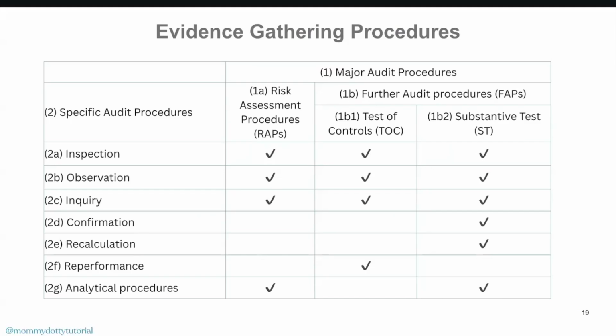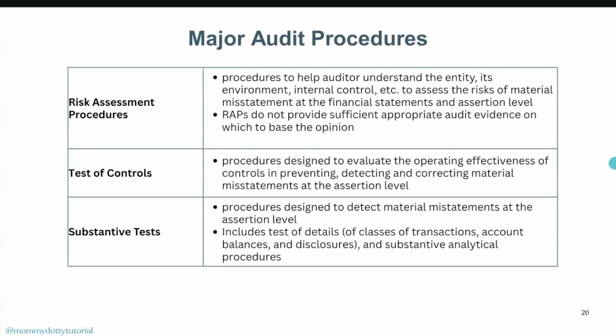So here on this slide, you can see a summary of the types of evidence gathering procedures. It also shows the applicability of specific audit procedures to major audit procedures. Like for example, let's go to inspection. So it says here the specific audit procedure of inspection is also used in the risk assessment procedure. That's also part of the test of controls and substantive testing. Now, if you go to the confirmation, for example, this is only substantive testing. Okay, I will not discuss this one by one, but you can screenshot this for your own reference. Let's go to the next slide.